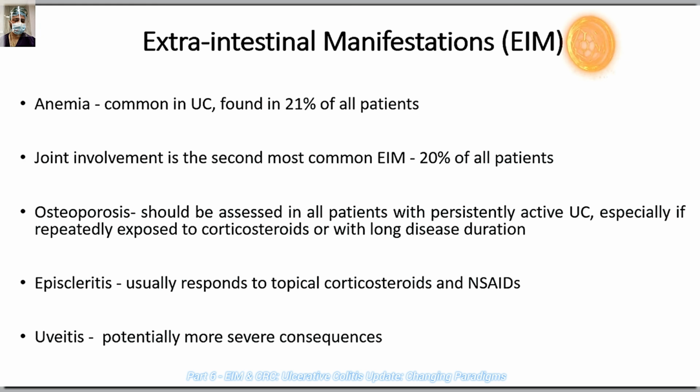So anemia, joint involvement, osteoporosis, episcleritis, and uveitis, these are the most common extra-intestinal manifestations, out of which anemia is 21% and joint involvement 20%. Again, the basis for these statements is ECCO guidance, which I have said before also.